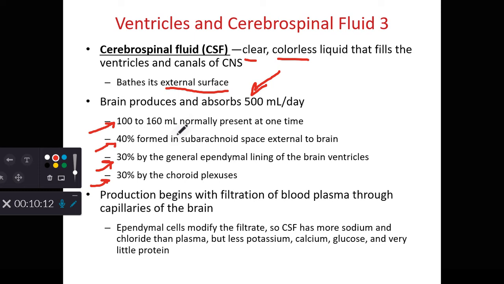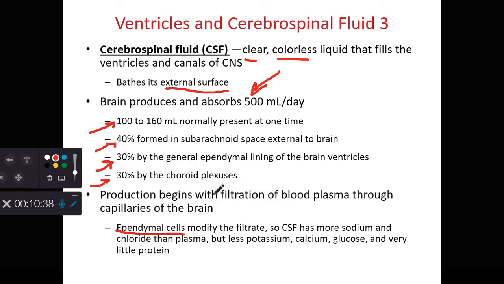Now, I don't necessarily want you to focus on the specific ratios or percentages. Just know that, generally speaking, cerebral spinal fluid is made in many different parts of the brain where we have membranes, or the meninges, or the ependymal cells, to be more precise. So really fixate on the ependymal cells making the cerebral spinal fluid.